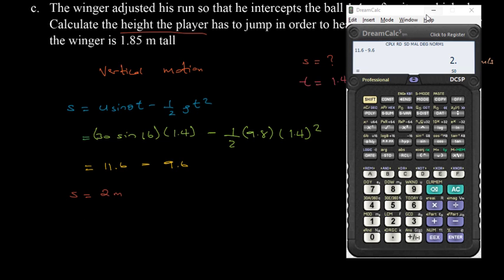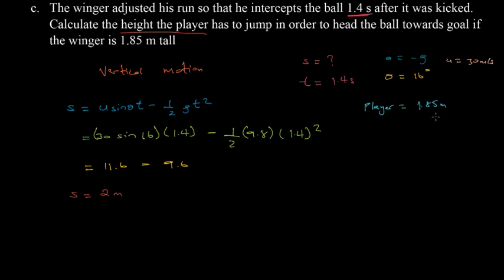In order for the player to head the ball, since he is 1.85 meters tall, the player will have to jump. So the height that the player would have to jump, h, would be equal to 2 meters minus 1.85 meters, and this works out to be 0.15 meters. So he will have to jump roughly 15 centimeters in the air in order to head the ball.